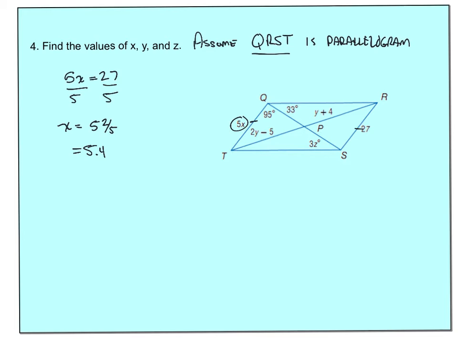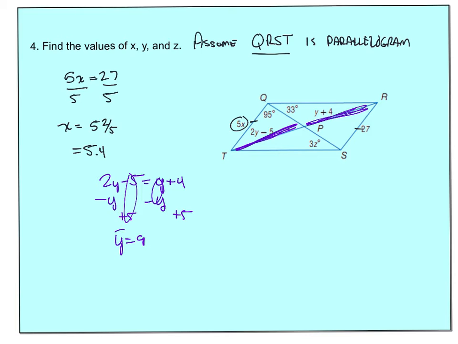Let's see, for y indicates this length, y plus 4. 2y minus 5 is that, y plus 4 is that. So we're talking about the diagonals. So those two are going to be equal to each other. So subtract y, add 5, add 5. 0, 0, so y equals 9. There's my answer.